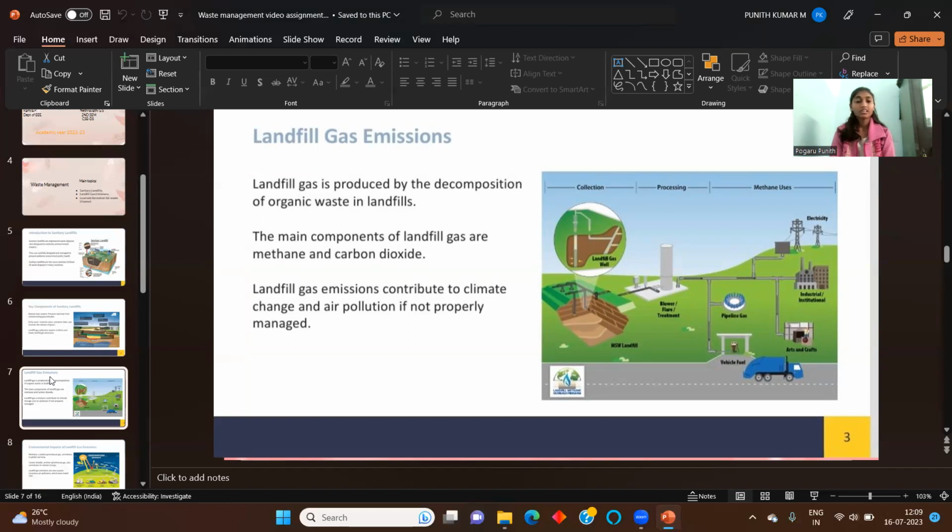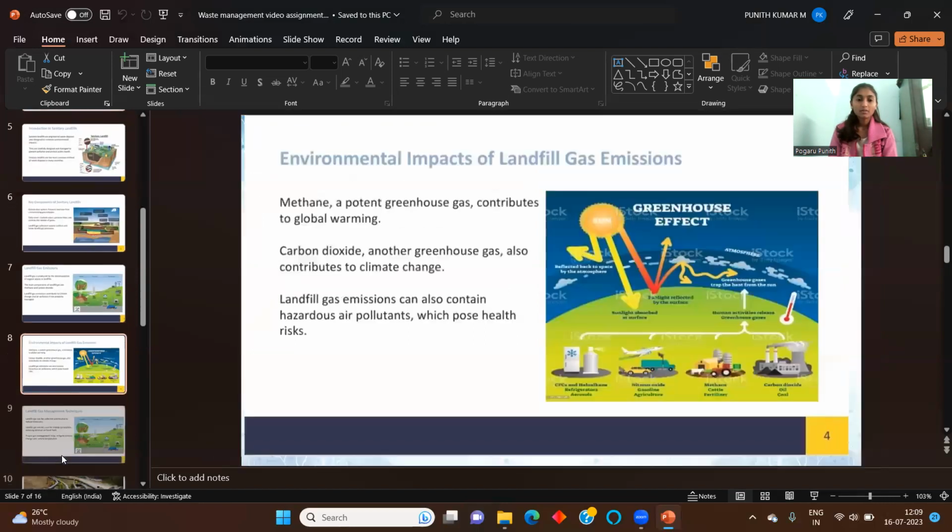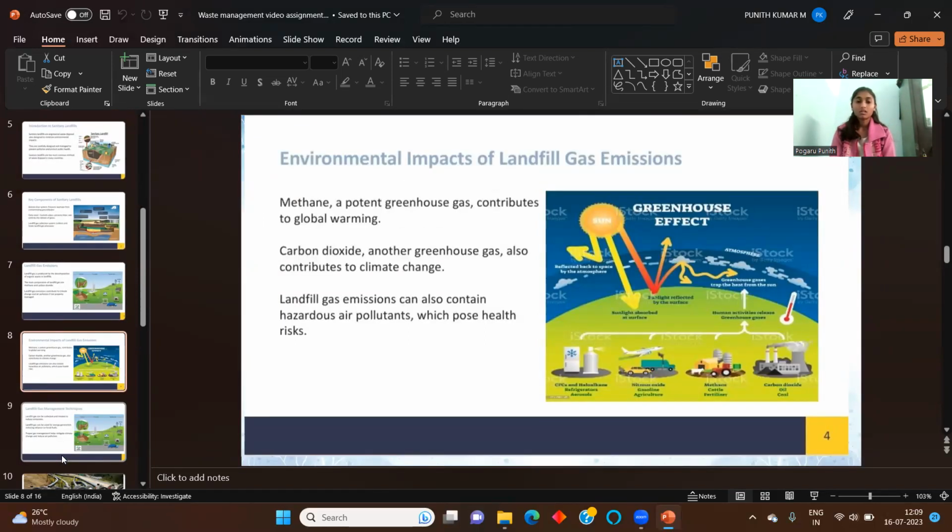So we have to treat waste in a very proper way as it affects our environment and also our human health. So let us discuss what are the gases which are produced and what are the environmental impacts of landfill gas emission. Firstly, methane. Methane is a potent greenhouse gas which contributes to global warming. Methane is a colorless, odorless, and flammable gas with a density lighter than air. Typically, in solid waste, 50 to 60% of landfill gas is methane.